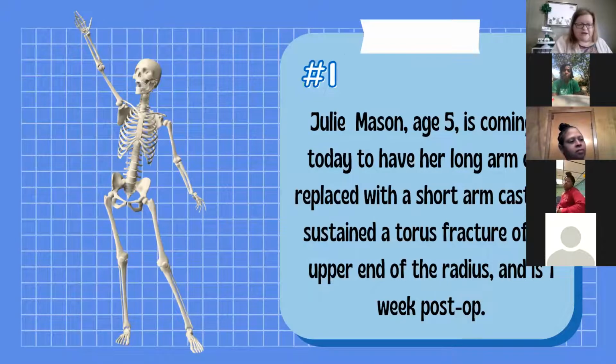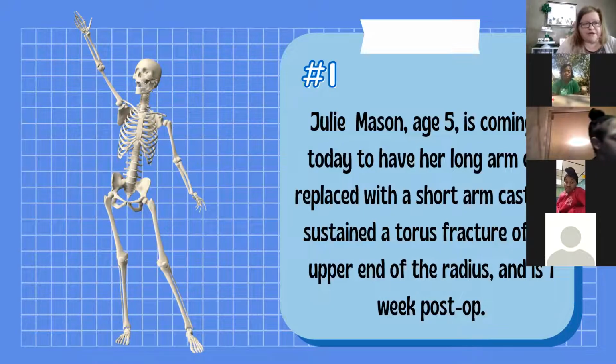All right, so let's go ahead and look at our first one. And our first one is almost the worst one. I think we're going to get the worst one out of the way first. Julie Mason, age 5, is coming in today to have her long arm cast replaced with a short arm cast. She sustained a torus fracture of the upper end of the radius and is 1 week post-op. We're going to code on the information that we have, and what we want to do is figure out what CPT code we need to put down for this. Where do you guys think we're going to start with this?